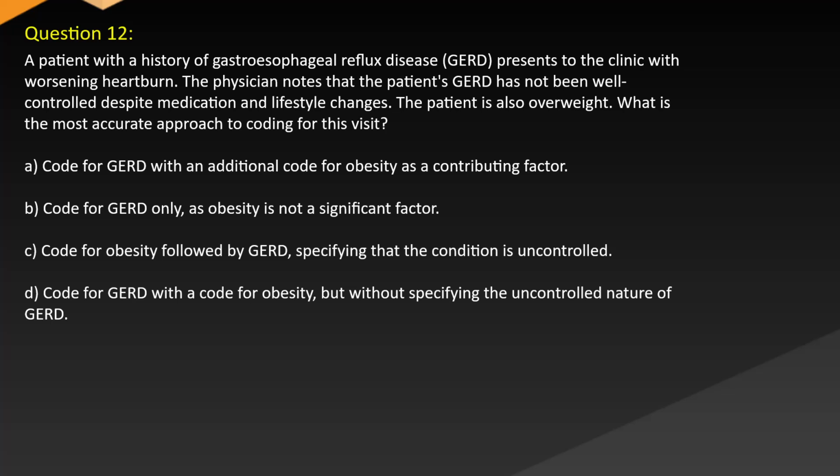A. Code for GERD with an additional code for obesity as a contributing factor. B. Code for GERD only as obesity is not a significant factor. C. Code for obesity followed by GERD, specifying that the condition is uncontrolled. D. Code for GERD with a code for obesity but without specifying the uncontrolled nature of GERD.